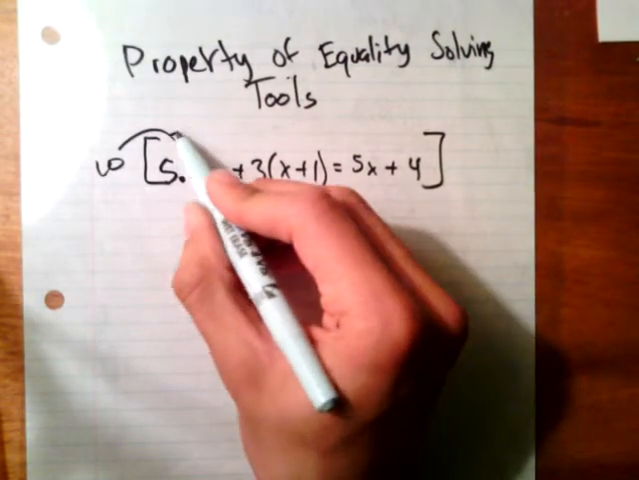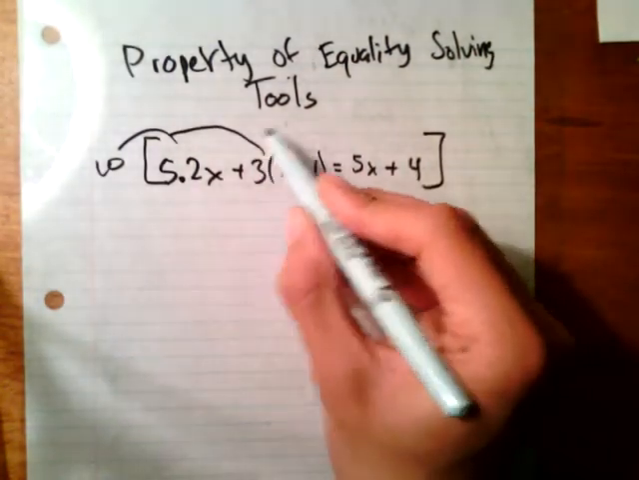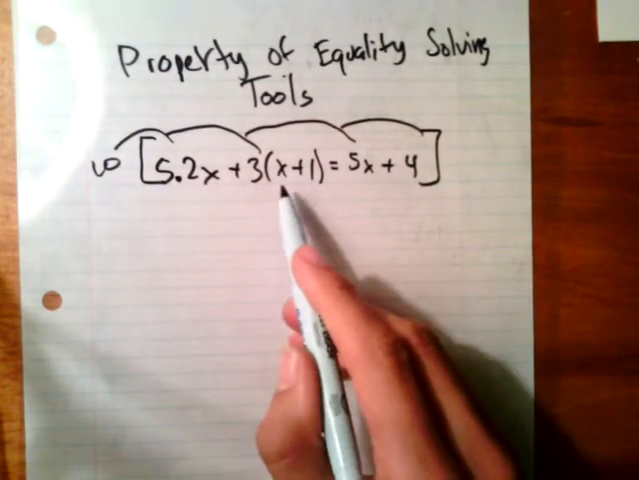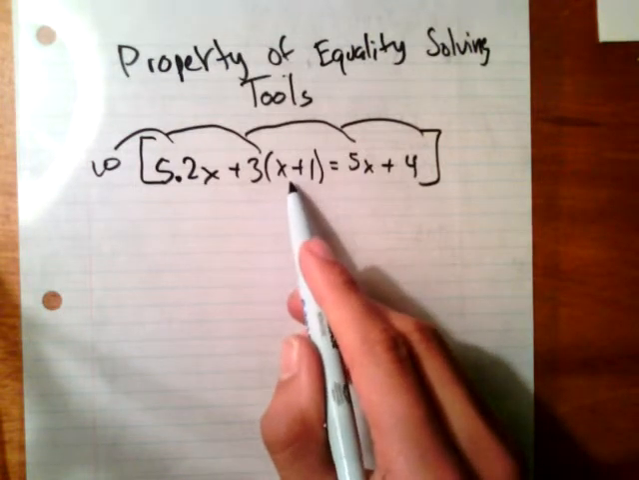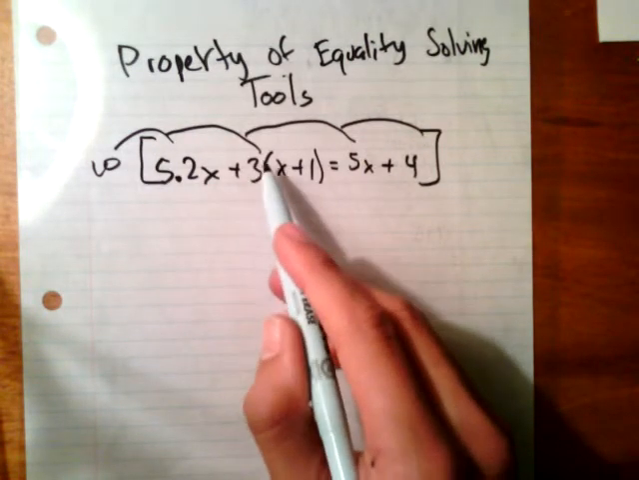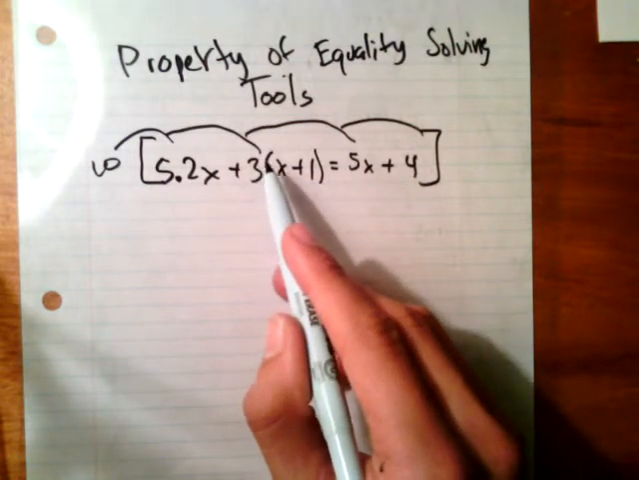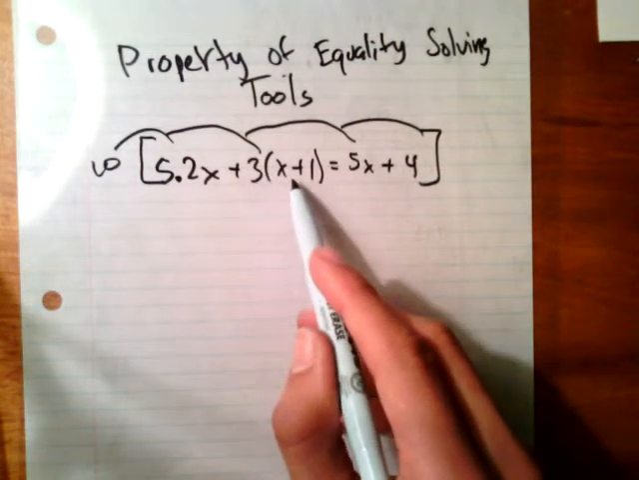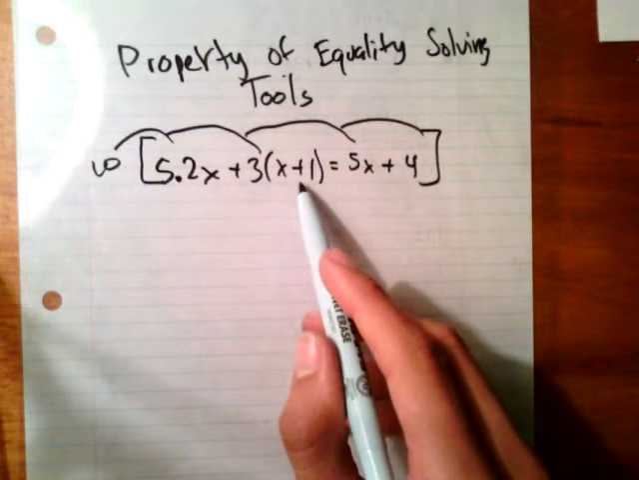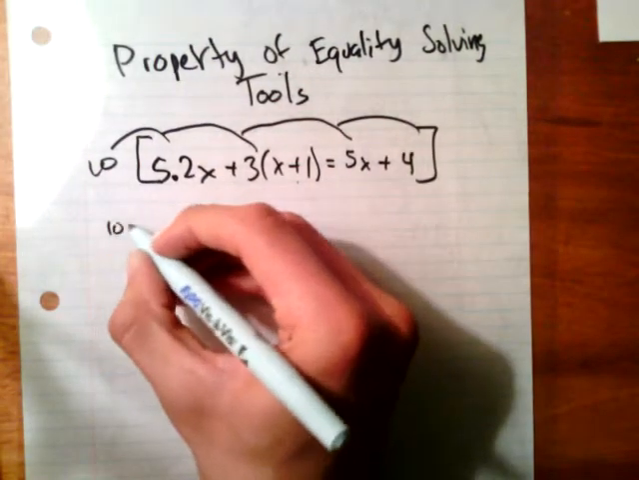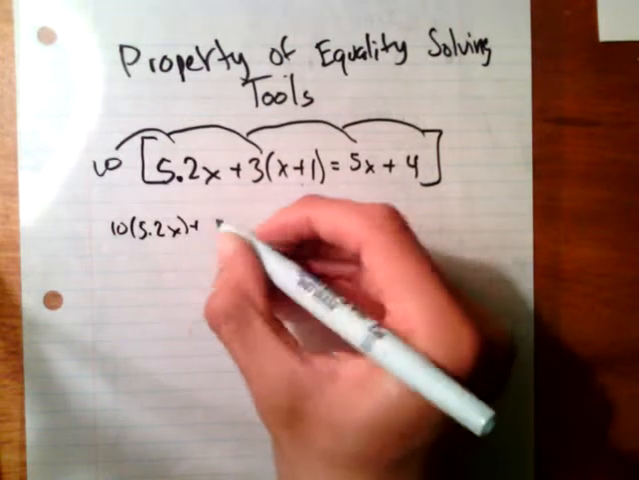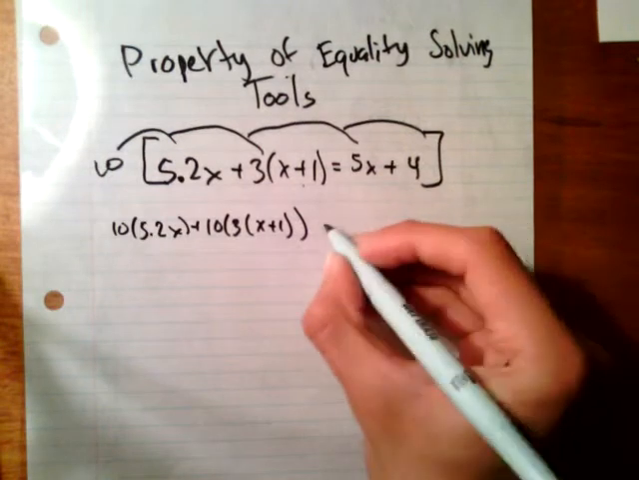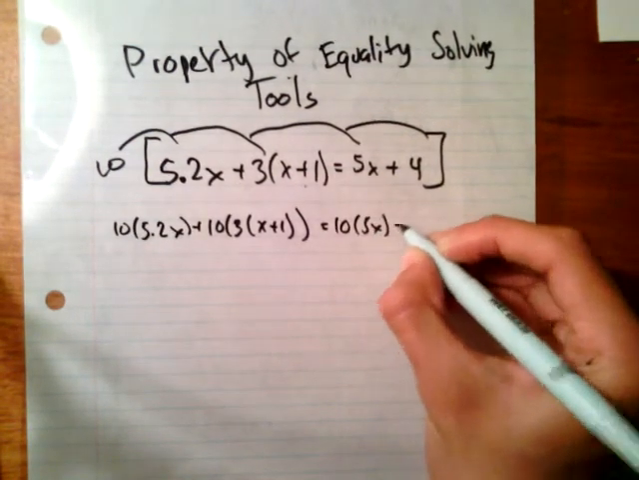Remember, this acts just like the distributive property, where this gets multiplied to each component. One thing I'd like to point out is that this 10 is not going to be distributed to the inside of this parentheses. It's just going to be distributed to what's outside, because eventually we're going to apply the distributive law to the inside of it. Doing that and not going directly into it will save us a lot of conflict in the long run. So I'm going to have 10 times 5.2x plus 10 times 3 parentheses x plus 1 is equal to 10 times 5x plus 10 times 4.